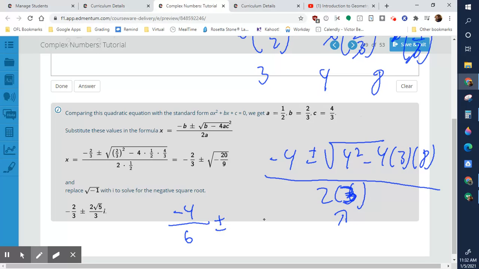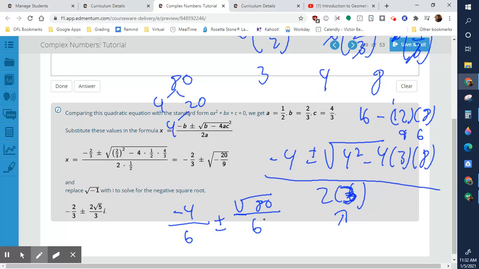So 4 times 4 is 16 minus 12 times 8. 12 times 8 is 96. So that ends up being the square root of 80 over 6. If we break down 80, we get 4 and 20, and this ends up being 4 and 5, and we don't even have to break down the 4's because we have a pair of 4's there.